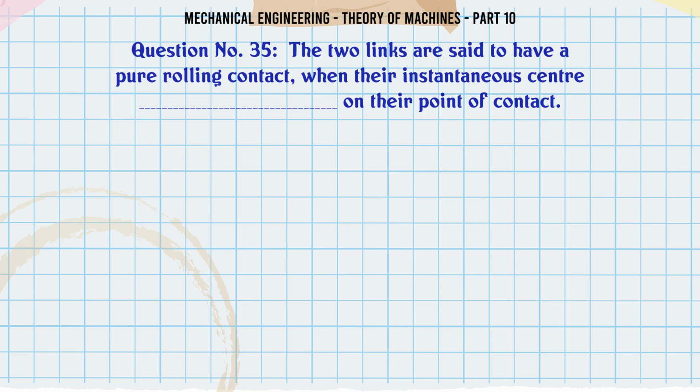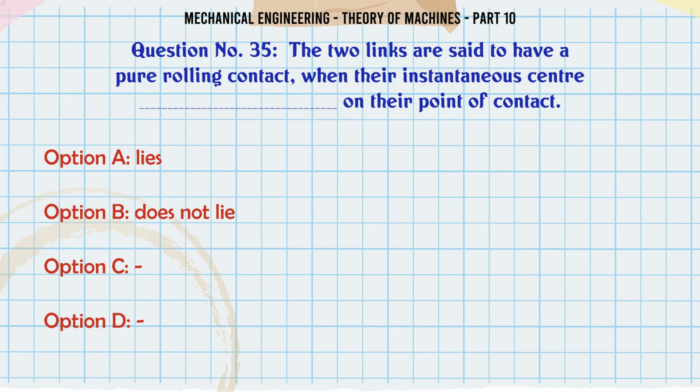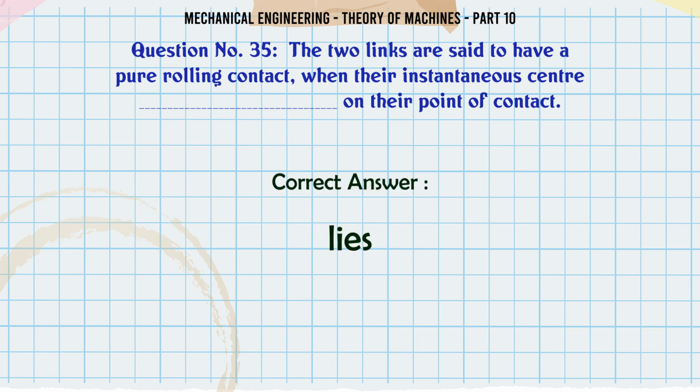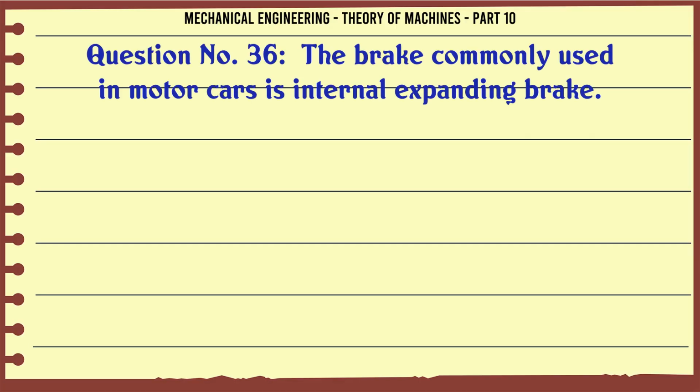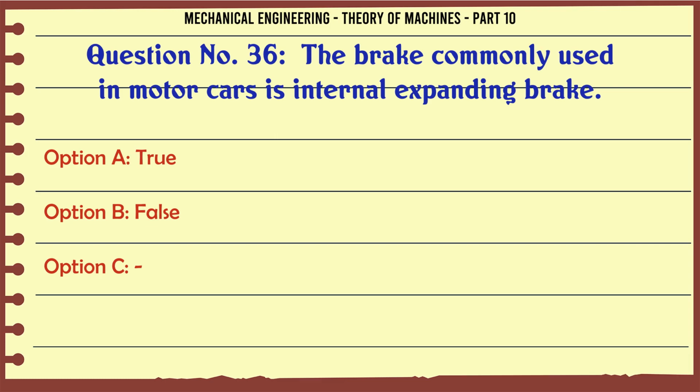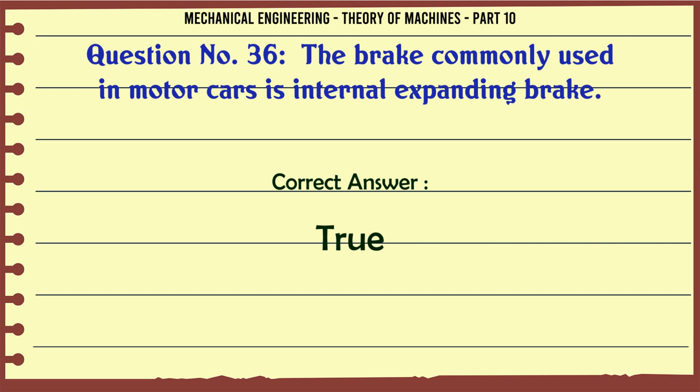The two links are said to have a pure rolling contact when their instantaneous center ___ on their point of contact. A. Lies. B. Does not lie. The correct answer is lies. The brake commonly used in motor cars is internal expanding brake. A. True. B. False. The correct answer is true.